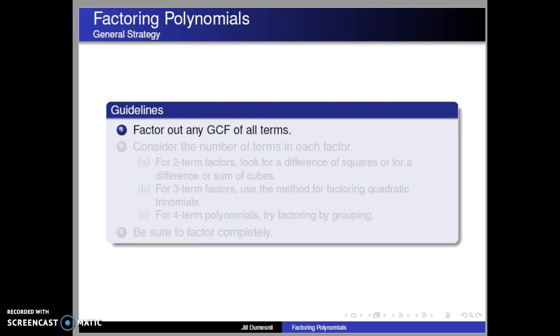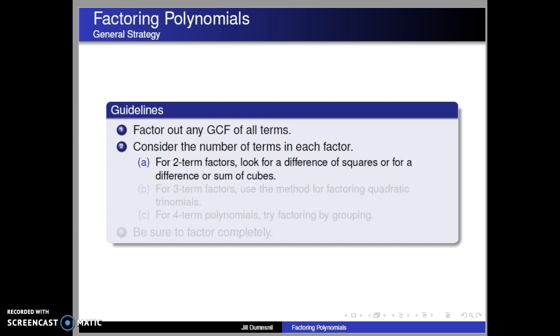First, factor out any common monomial factors from the polynomial. Second, to continue factoring, consider the number of terms in each factor. For factors with 2 terms, look for a difference of squares or for a difference or sum of cubes.